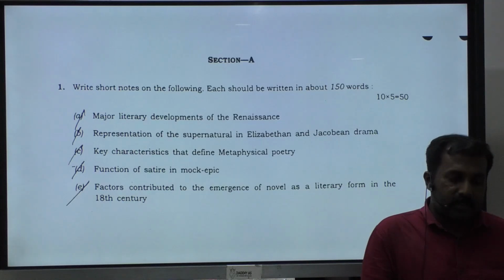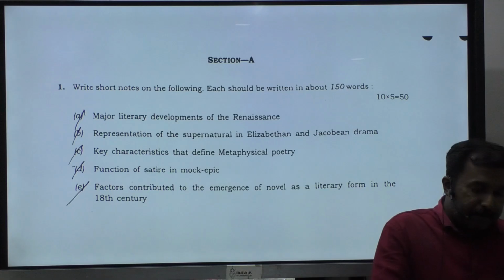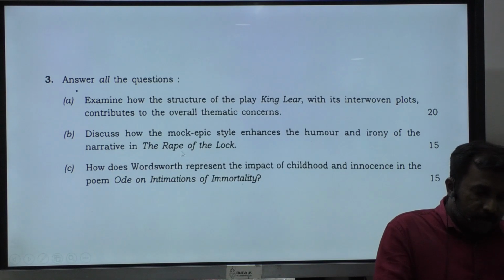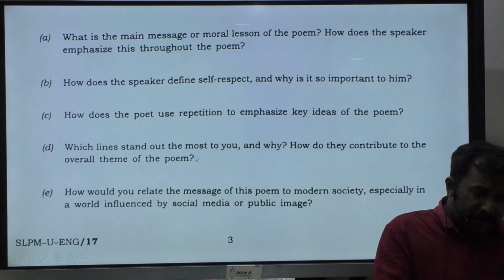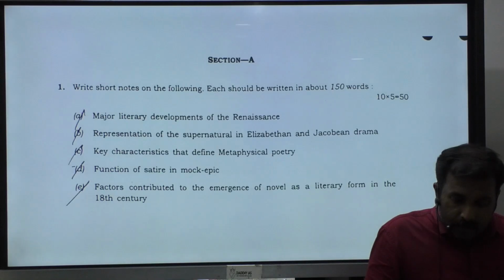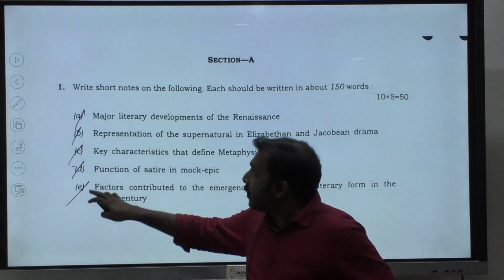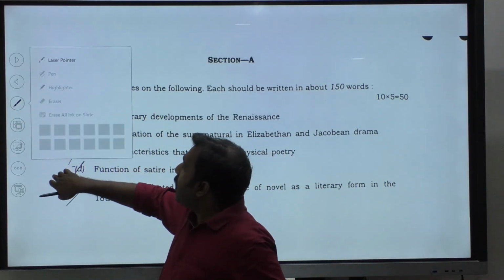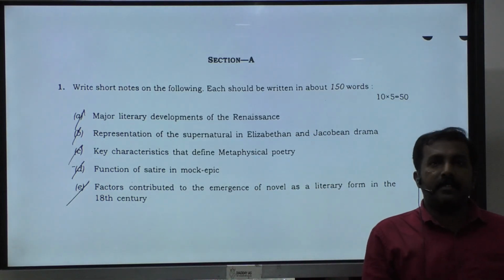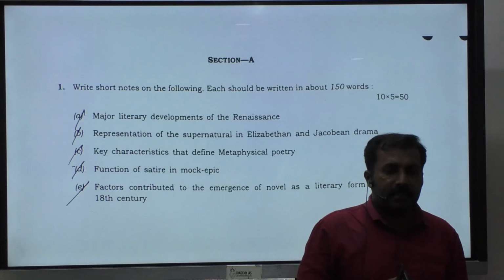The question was major literary development in Renaissance. Major literary development in the Renaissance period. That is the question, section 1. Okay, so let's discuss the section 1 part. Major literary development in Renaissance time. So what are the main points we can analyze in this section?